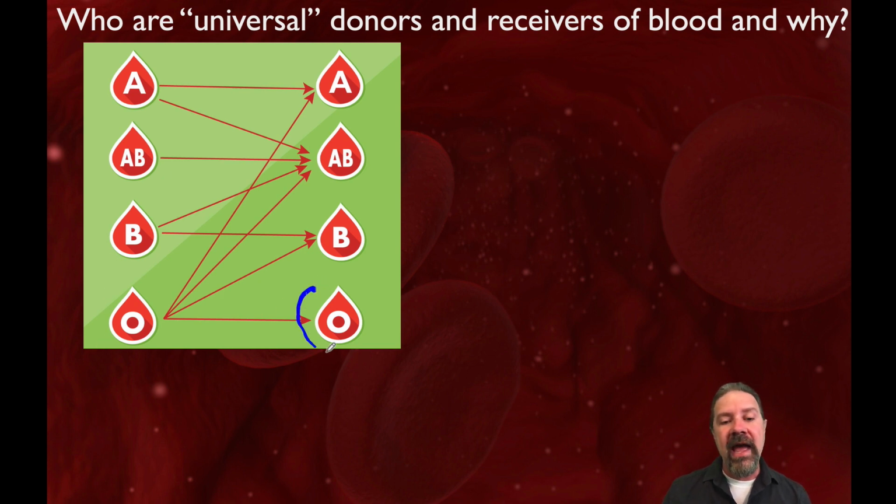However, if you do have O blood, notice you can only receive blood from O. The reason why is because you have anti-A and anti-B antibodies floating around in your plasma. So if you were to receive blood from B, AB, or A, that blood would clump up inside of your blood vessels as those antibodies lock them up.